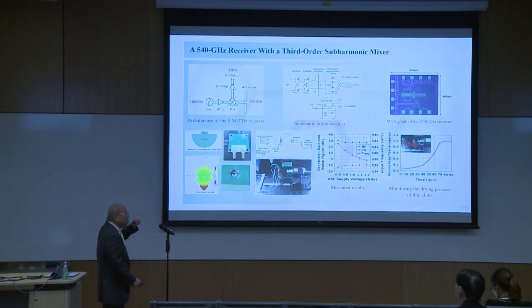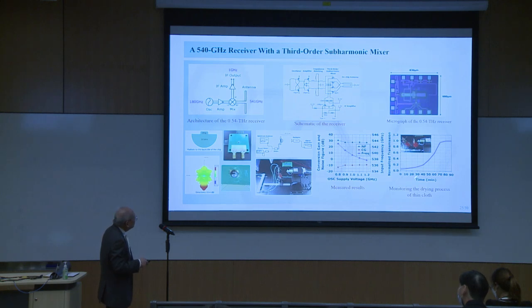Now, we have shown you the source. Now we're showing you the receiver. This is a 540 gigahertz receiver with the third order subharmonic mixer. And you can see that our noise figure as well as the conversion gain is much better than the other designs. I just don't have the space to show you the comparison table.